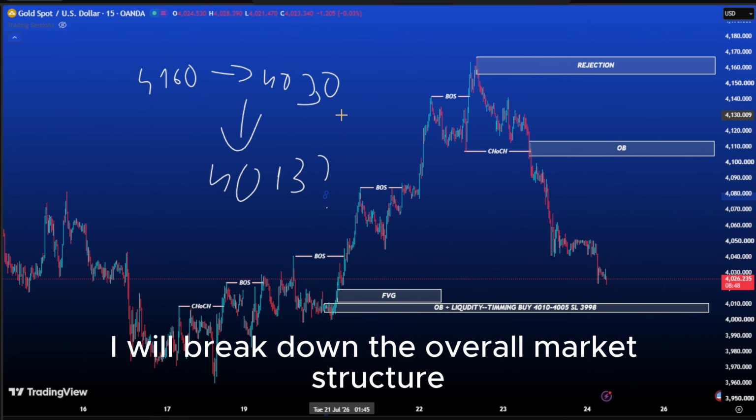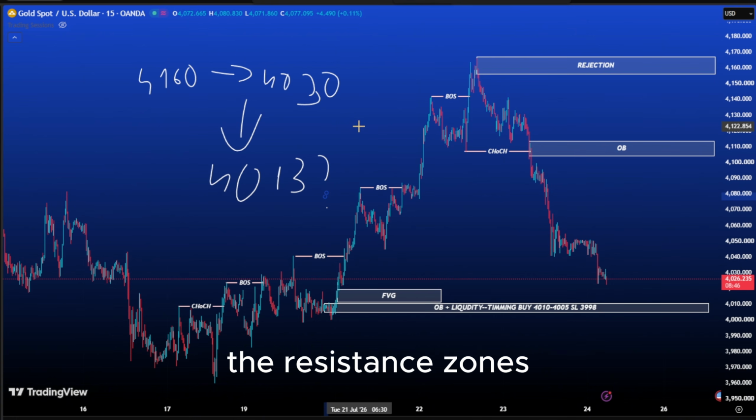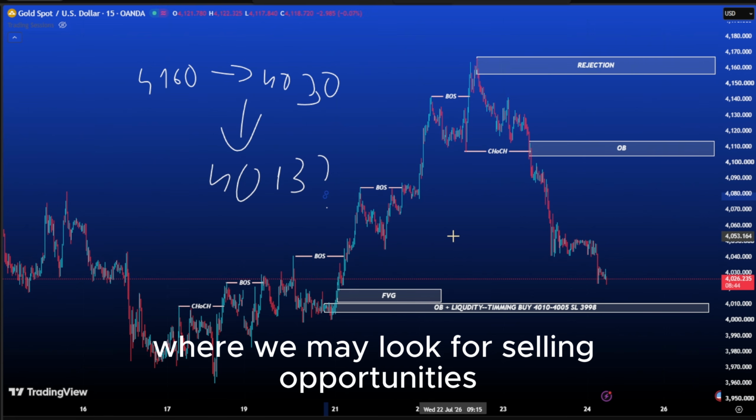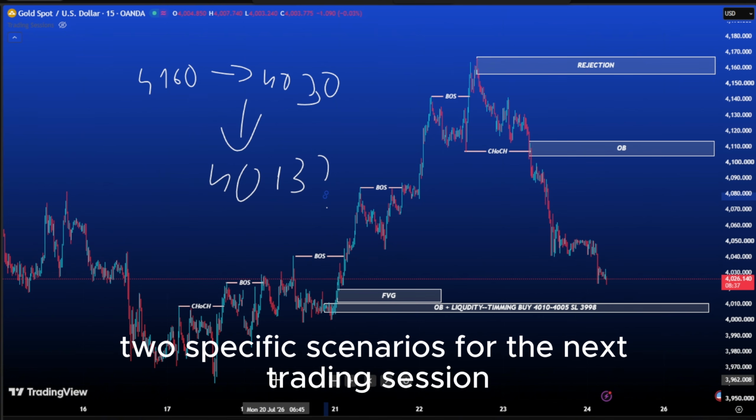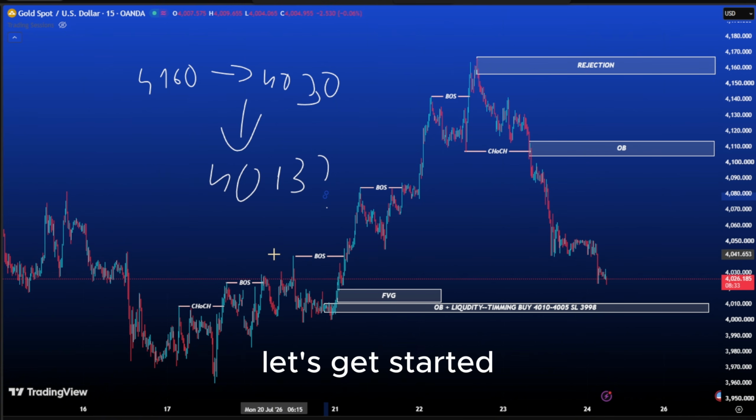In this video, I will break down the overall market structure, the resistance zones where we may look for selling opportunities, the support areas where a short-term buy could develop, and finally two specific scenarios for the next trading session. Let's get started.